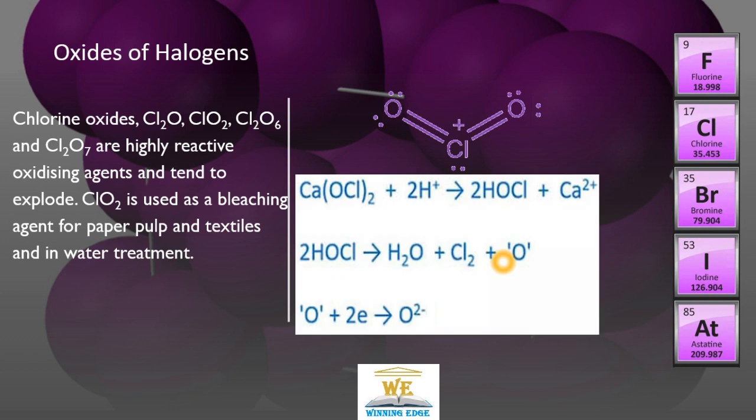Further, we have chlorine production using CaOCl2, this compound. Under acidic conditions it gives us hypochlorous acid, which further decomposes to give chlorine, nascent oxygen and water. This nascent oxygen will act as a bleaching agent.